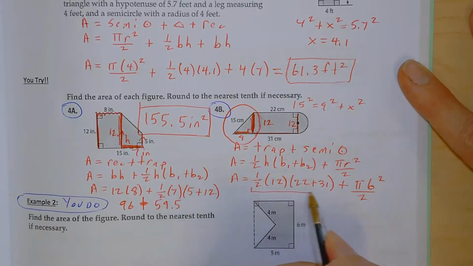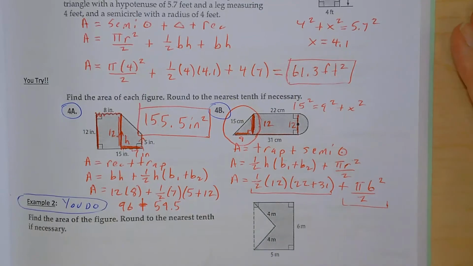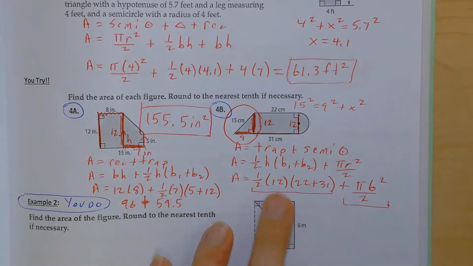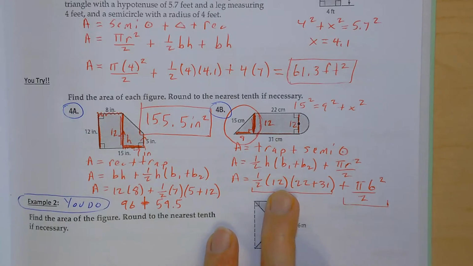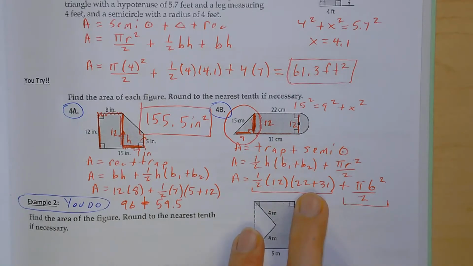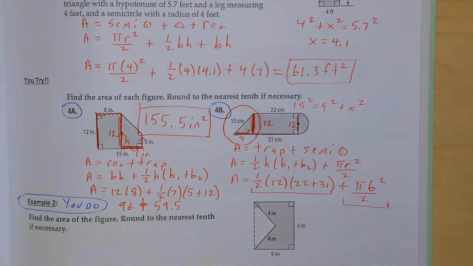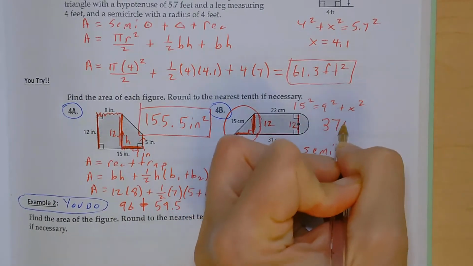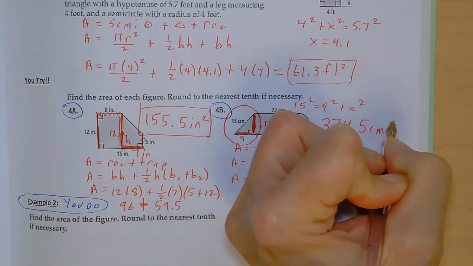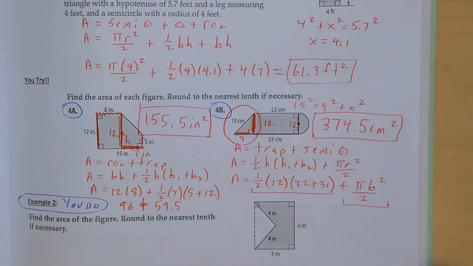All right, so we're going to type in the trapezoid numbers. We're going to type in the semicircle numbers. You can do them separately or all together. Just be careful if you do it all together. And then we're going to add them. So half of 12 is 6. So you can take 6 times, that's going to be 51. 6 times 51 will give you the trapezoid. And then go ahead and type in pi, 36 divided by 2. And when you add everything up, you should get a grand total of about 374.5 centimeters squared. So again, it's called a composite figure because you're just adding multiple figures together.